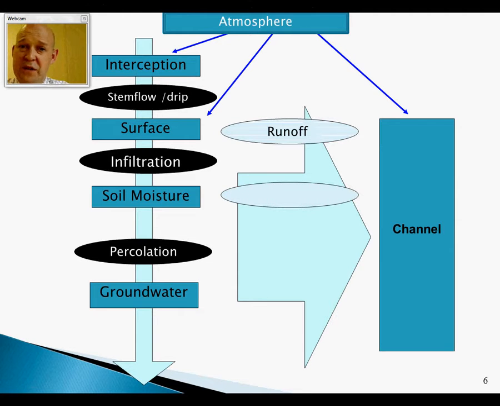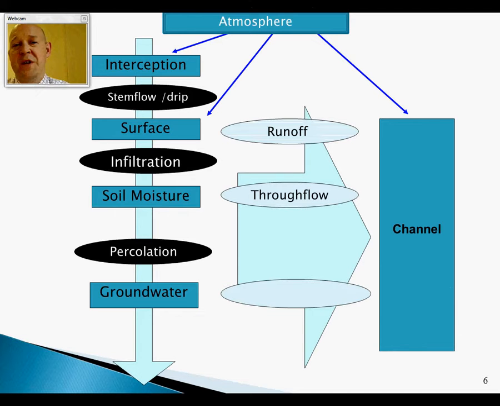That water which moves in the unsaturated zone is known as through flow, and that water which moves through the saturated zone is known as groundwater flow. And the groundwater flow contributes something called base flow in our river, and that's the water that keeps a river flowing even when there's been a long period of no rainfall. It's being fed by the groundwater flow. Obviously, runoff is the fastest route to get into your channel. Through flow and groundwater flow, the slowest routes.